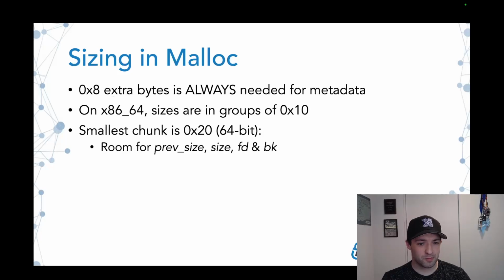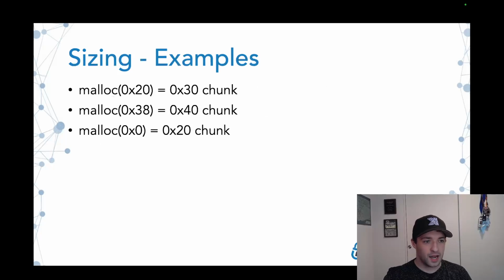The large chunks are weird, but because the large bin chunks are much bigger than hex 30 bytes, it doesn't really matter. As an example, an allocation of hex 20 will create an allocation of hex 30. Hex 38 will return hex 40. An allocation of 0 returns the chunk size of hex 20. I know, annoying.